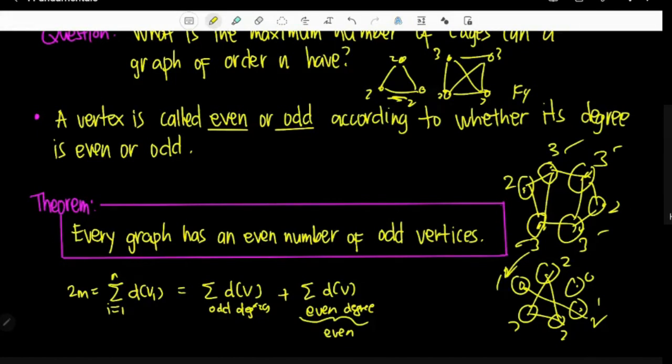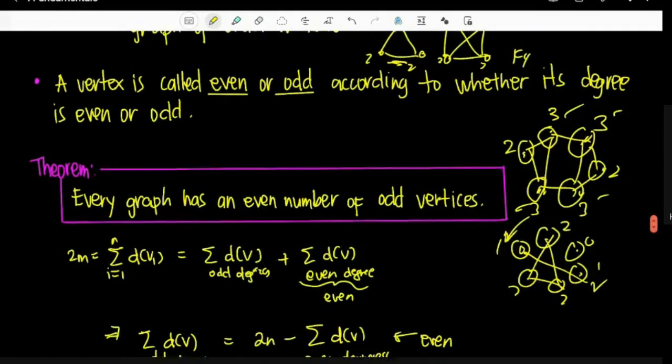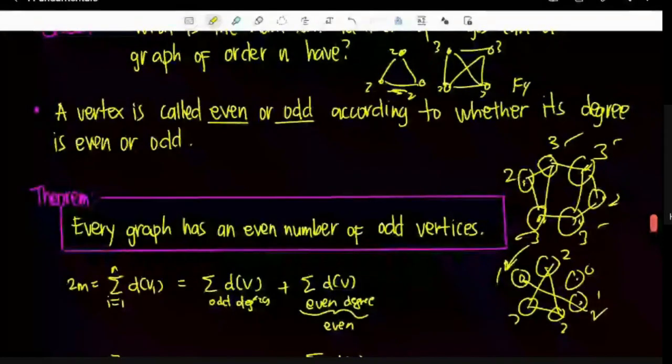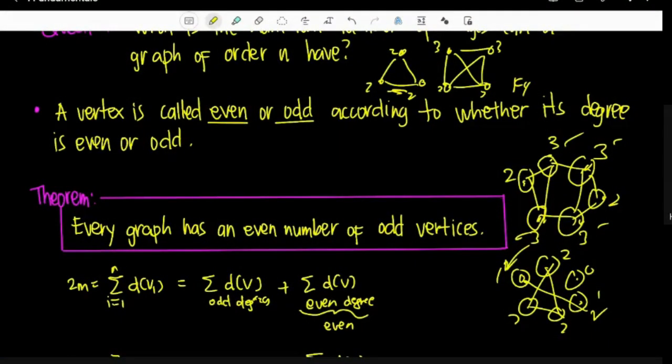So, for any graph, that's true. There are always an even number of odd vertices in any graph. Why is that so? That's easy to visualize as well. Again, by the formula of the handshake rule, 2m, twice the number of edges, is the sum of all the degrees. Pag in-add mo lahat ng degrees ng lahat ng vertices, 2m yung sagot.